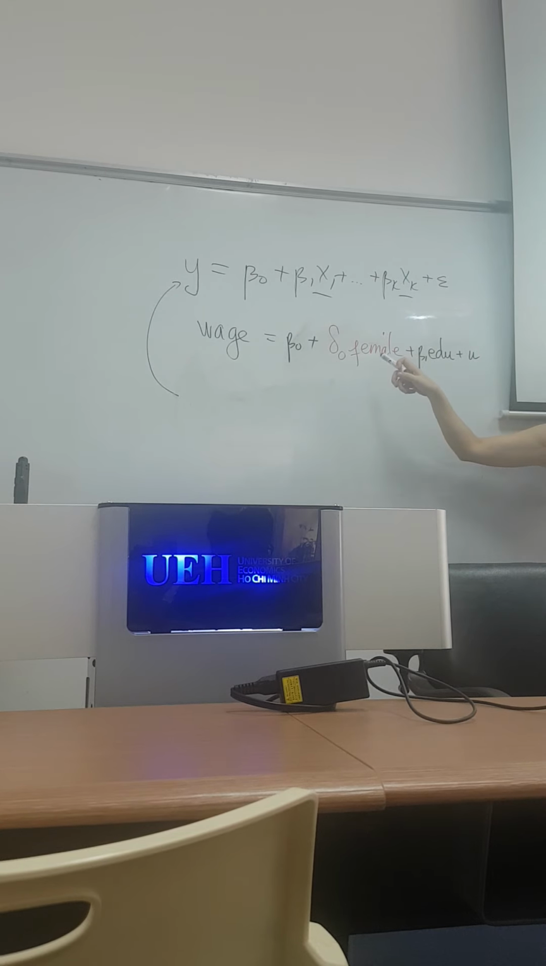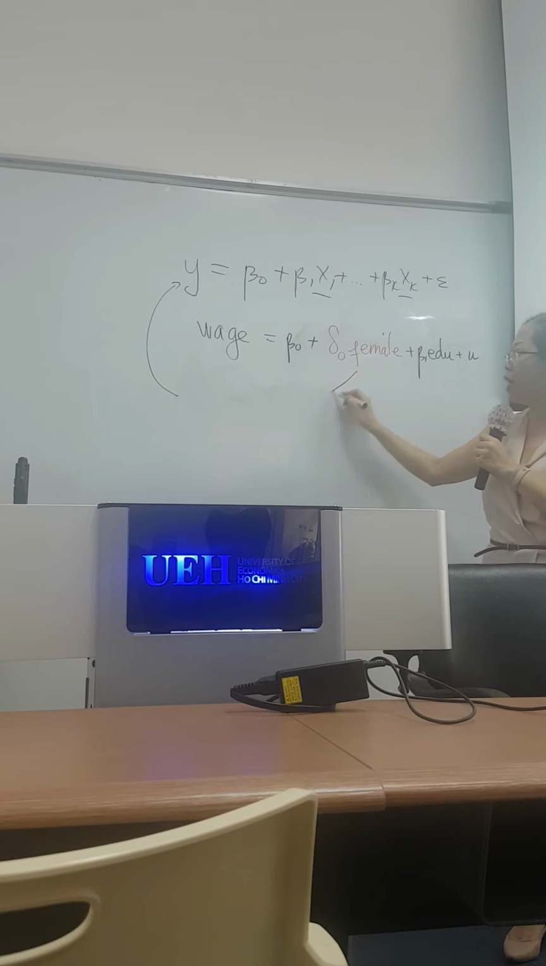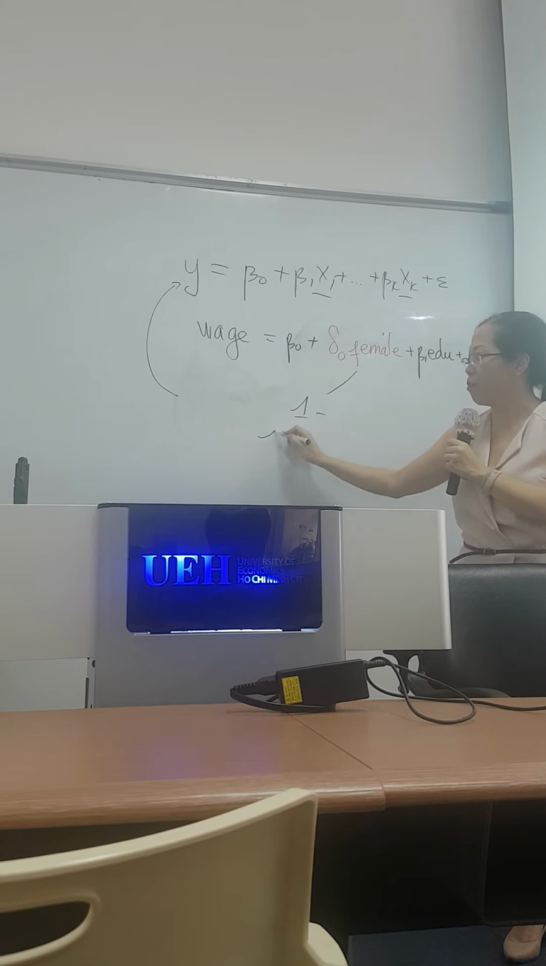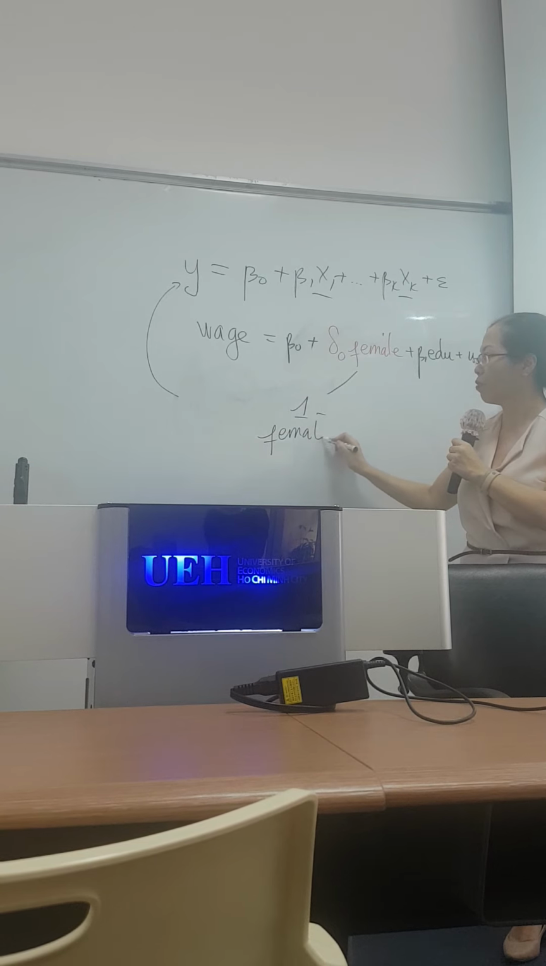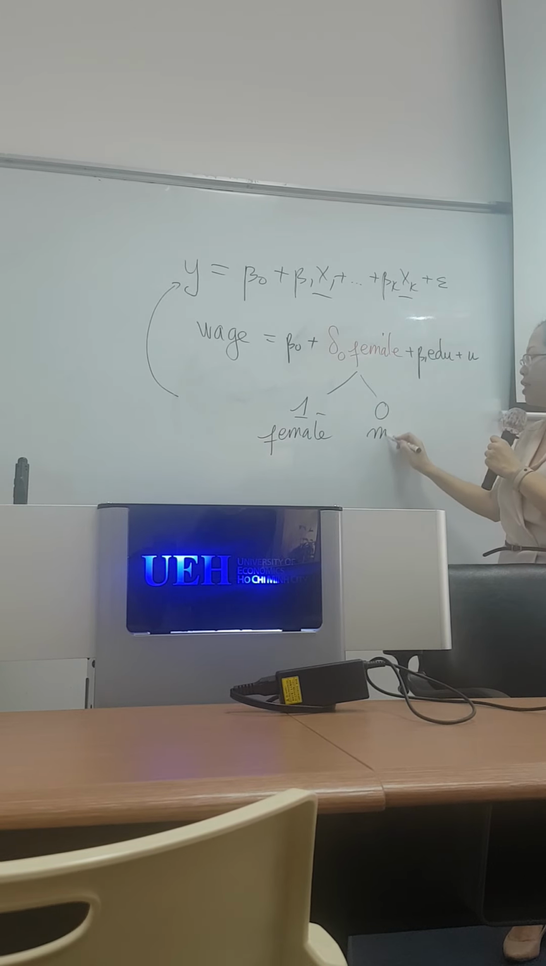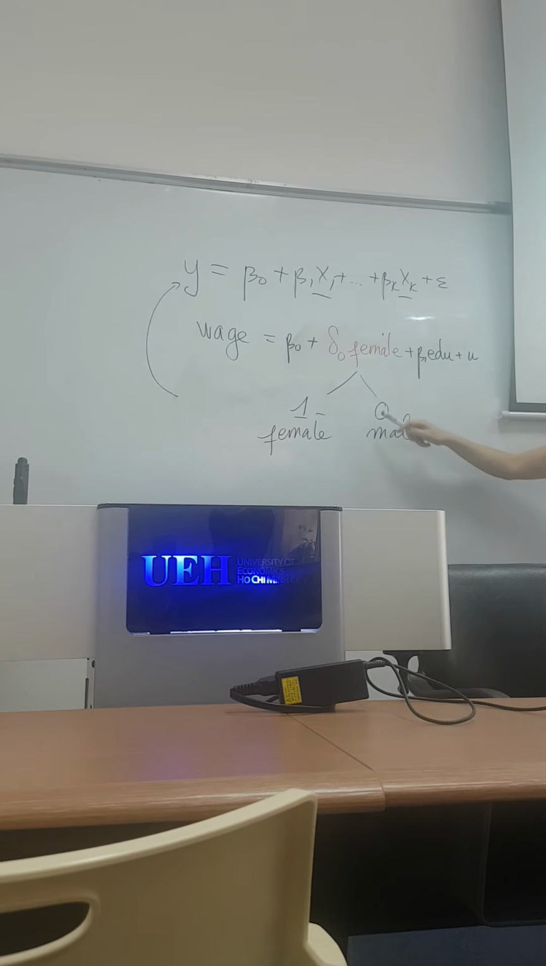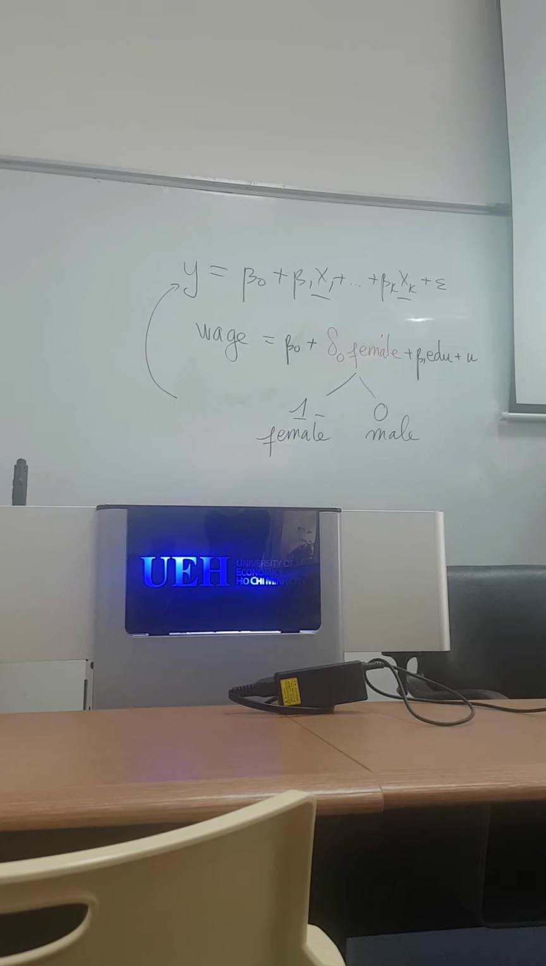Female. This female here is a dummy variable. It's a dummy variable because it has only two values, 0 and 1. So if I put in the female here, I'm going to put 1, that's a female, and 0, that's a male. So this is called a dummy variable. The dummy variable here has only two values, 0 and 1. So I put here 1 is female and 0 here is male.